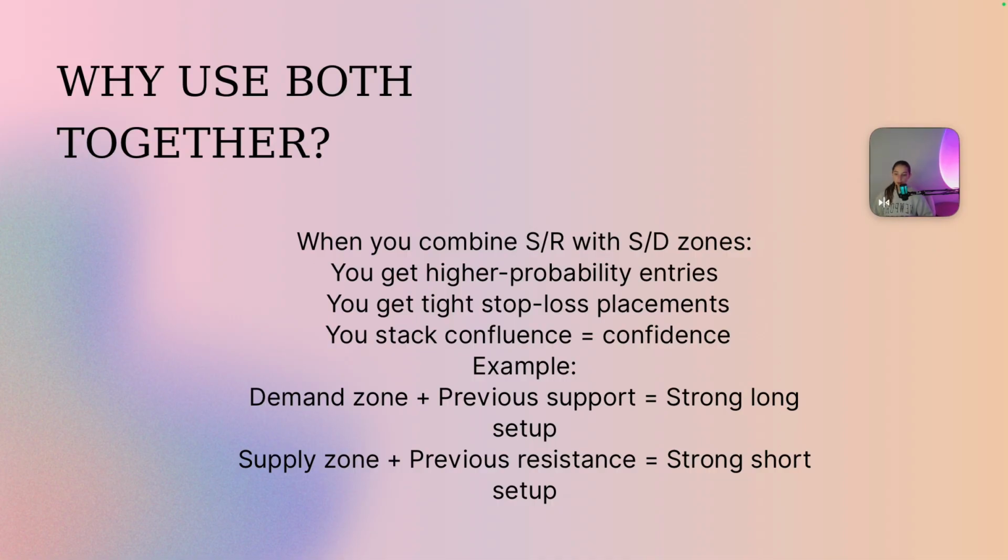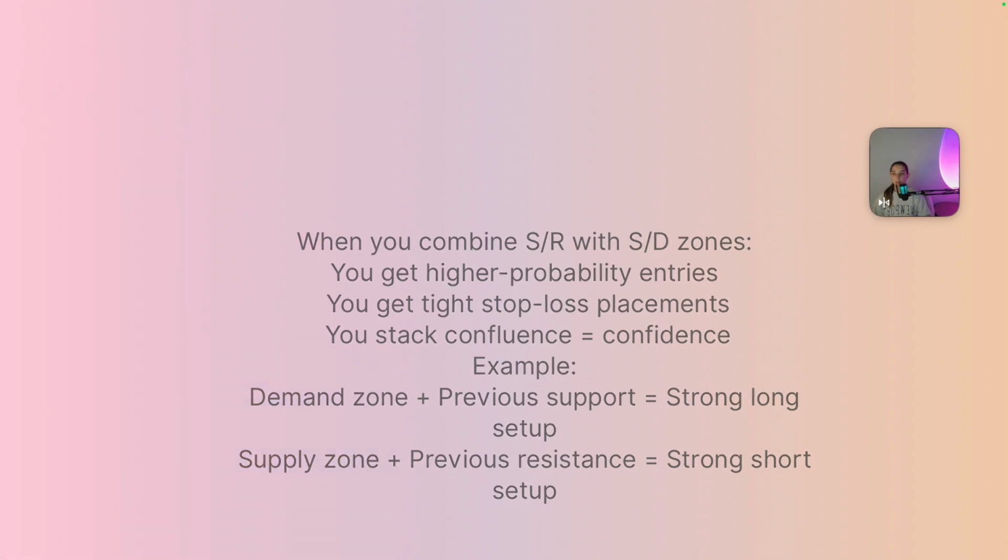If we have a supply zone and a previous resistance level, and we keep rejecting that resistance level, and then we get a break from our supply zone, that is a really strong short setup. You can take puts off that. So let's get into it.